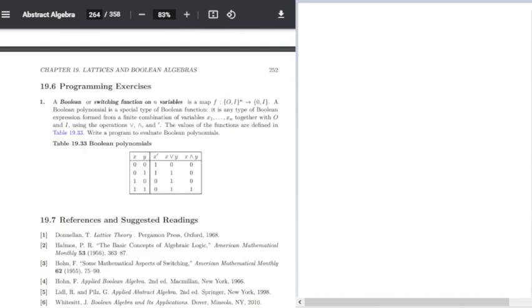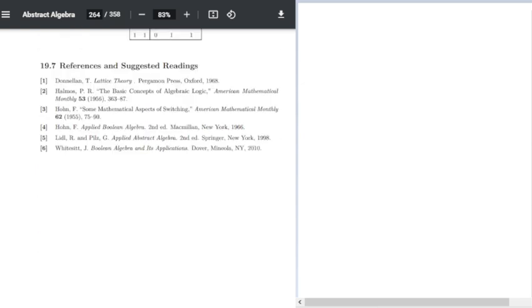Alright. Yeah, Boolean switching functions and variables. Write a program to divide Boolean variables. I'm not a programmer by trade, so.